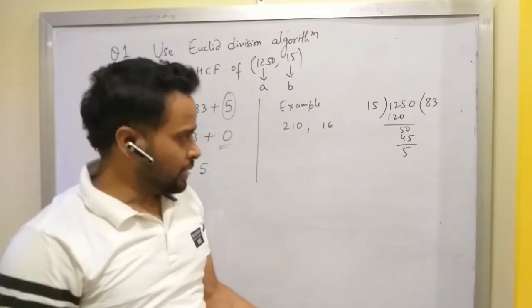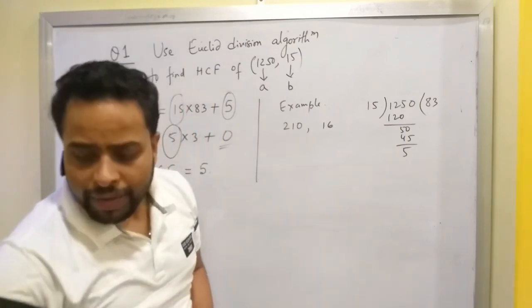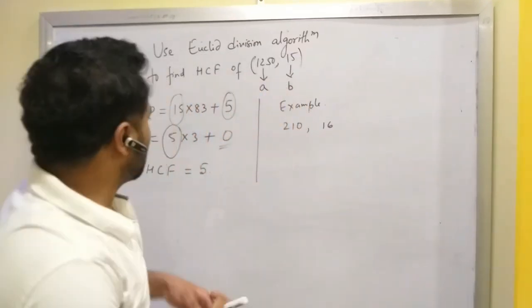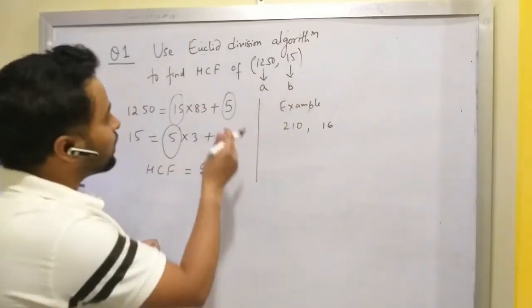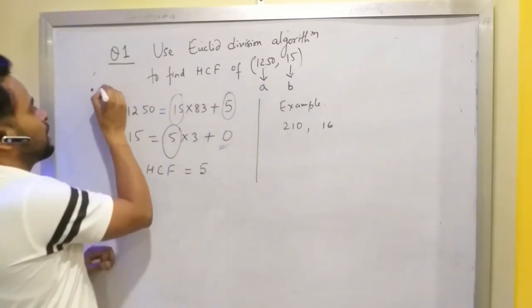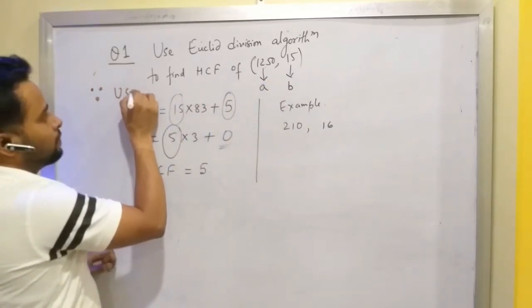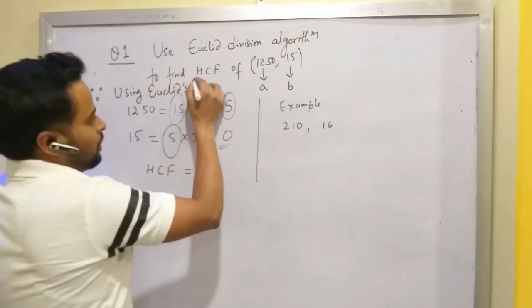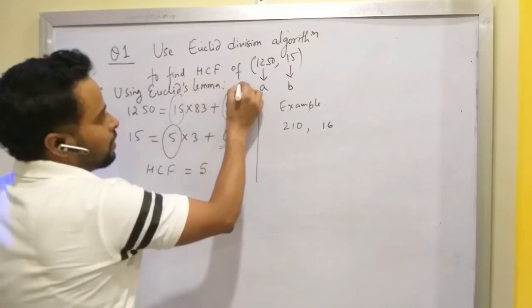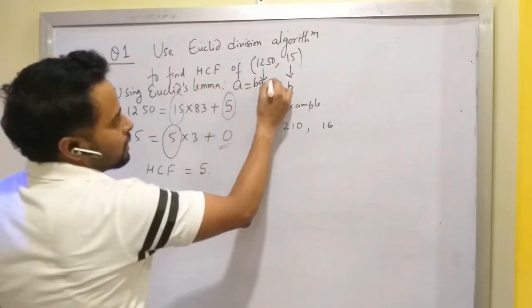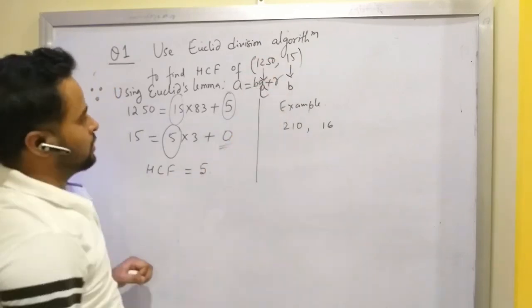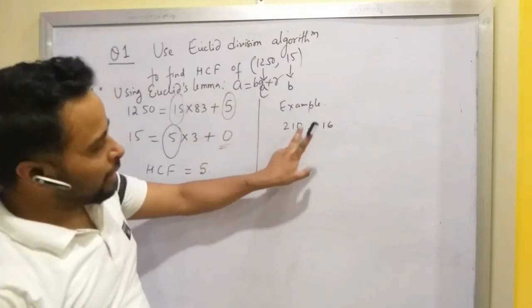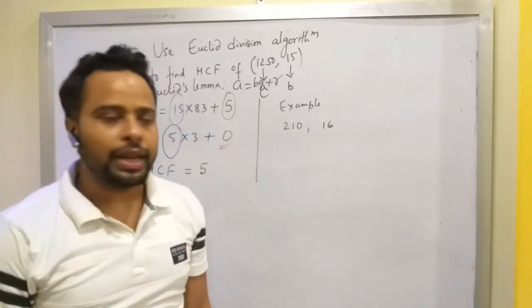16 and 210. So what we can do is, I'm just giving you one more example to understand this concept, how to write the algorithm. But before we write this algorithm, since we can write using Euclid's lemma, what is the lemma? a equals bq plus r, and a and b are this, and we are using this. HCF is 50. Okay, this answer is complete. Let us check with this 210 and 16.